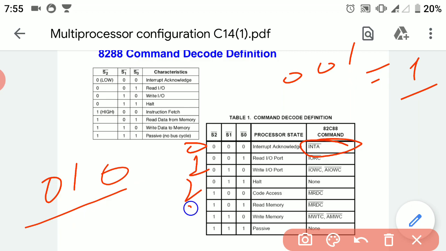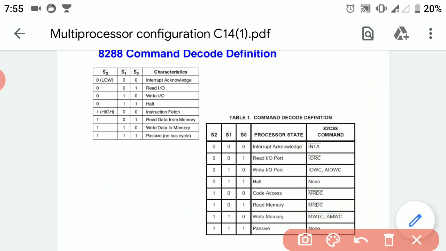Then next is halt, and then we have code access, then we have memory read, then we have write memory, and the last one is the passive mode. At the passive mode we have the last state, that is digital 7, that is 111, which is equal to 7.